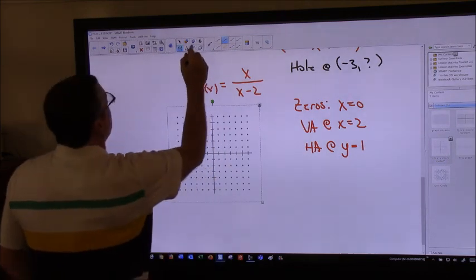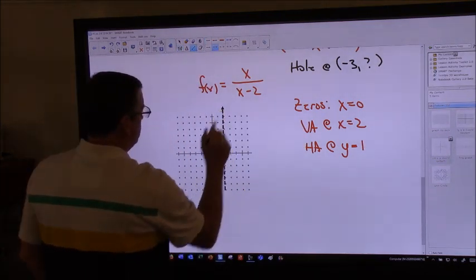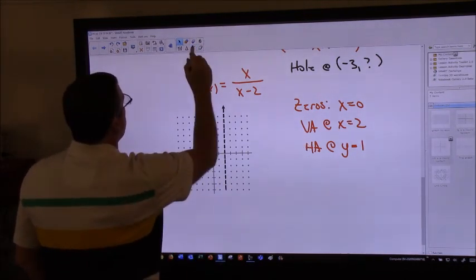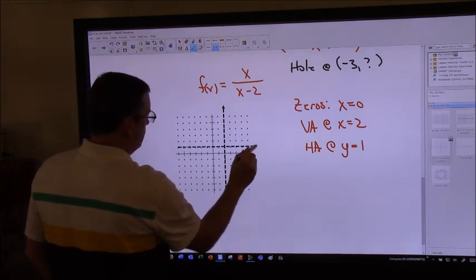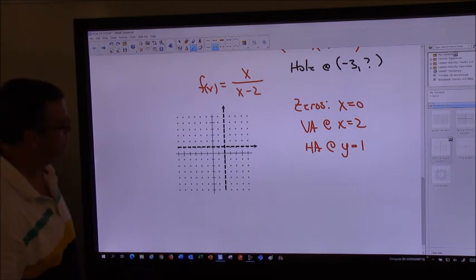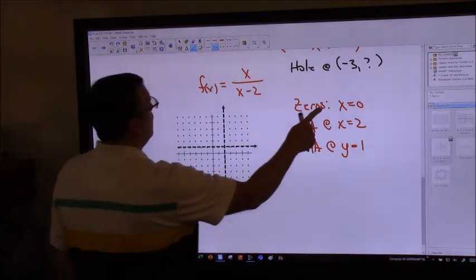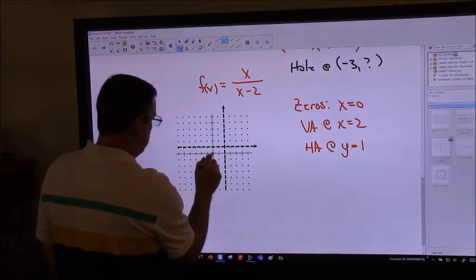All right, so let's see. I see a vertical asymptote at 2. There we go. I've got a horizontal asymptote at y equals 1. It's not always going to be there. Even though we just have 3 graphs in a row where it is, it's not always there. Okay? Make sure we're always thinking. And then I've got a 0 at x equals 0, right there.